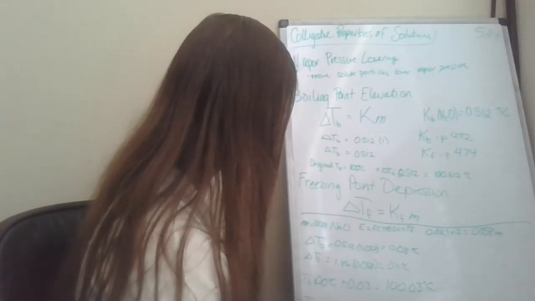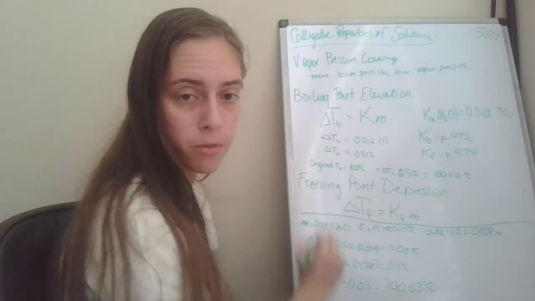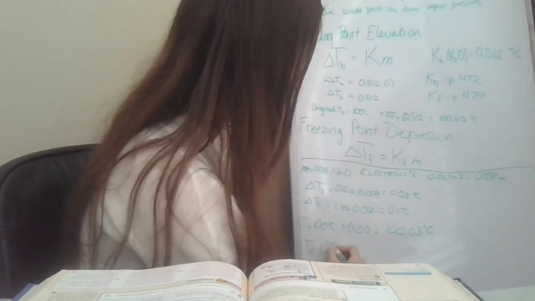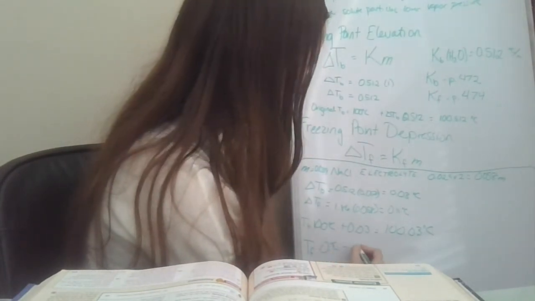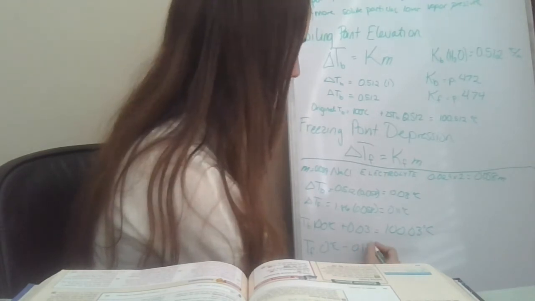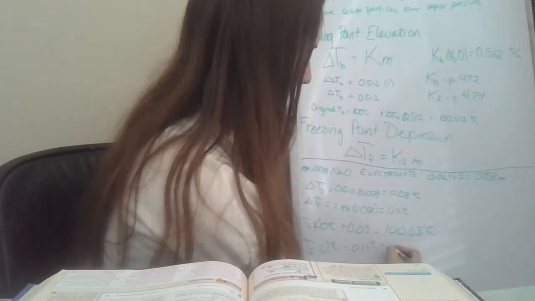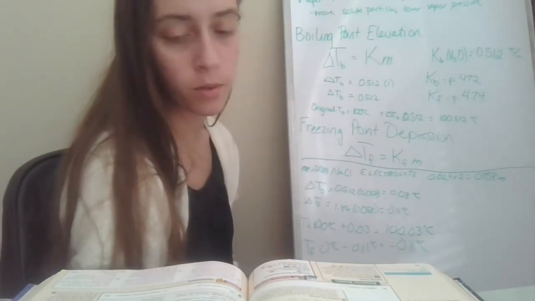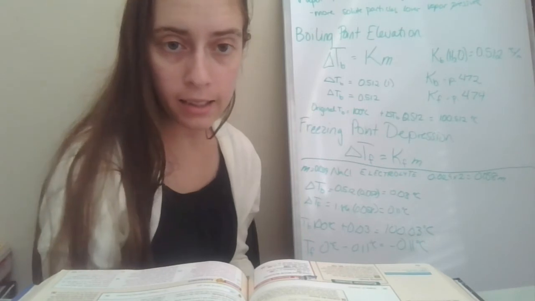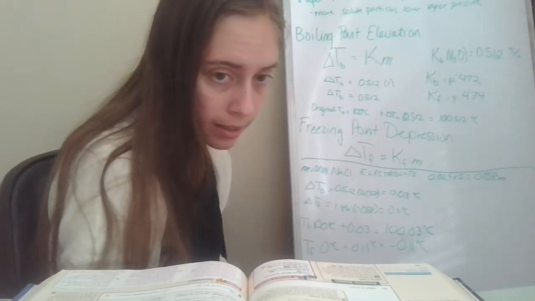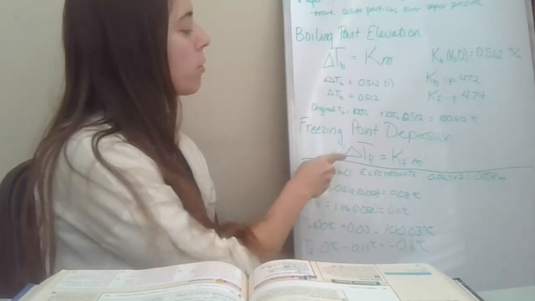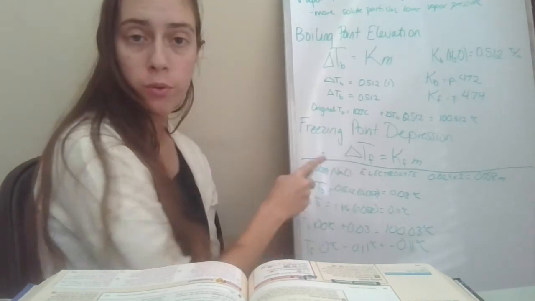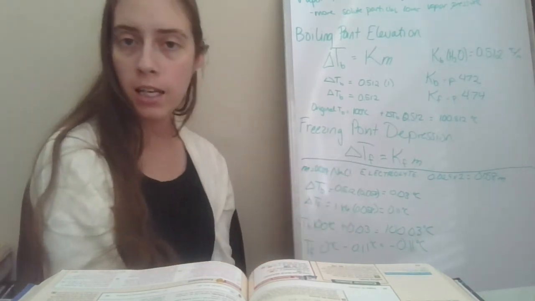And then the freezing temperature. The normal freezing temperature of water is 0 degrees Celsius. This is going to be minus 0.11 degrees Celsius, equals negative 0.11 degrees Celsius. Okay? So you use your equations to calculate the change, and then you go from the original one plus your change, and that equals the temperature.